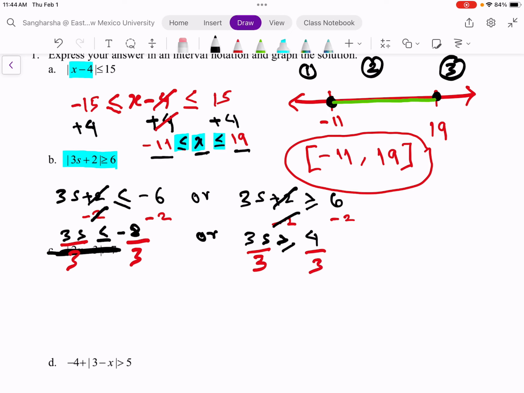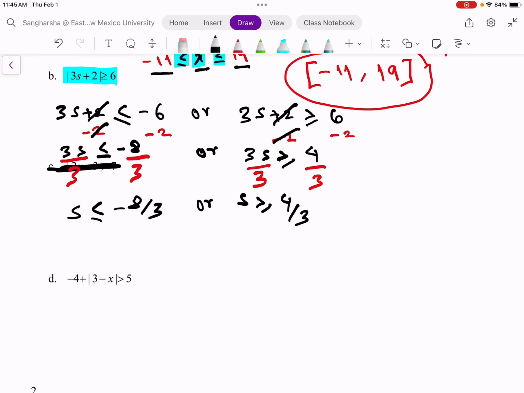So we have 3s divided by 3, s less than or equal to negative 8 over 3, or s, sorry, not equals to, greater than or equal to 4 over 3. We have s by itself, so this is the solution, but we need to write it in interval notation. So let's draw a number line. We have two numbers, negative 8 over 3, let's say it's here, and we have 4 over 3, let's say it's over here.